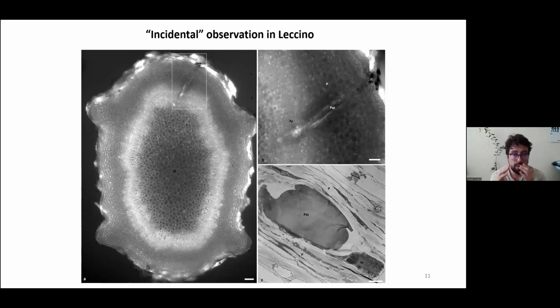Here in the slide, you can see also, in the bottom right corner, a transmission electron microscopy section that we did on the Lecino variety. Inside the rectangle on the picture on the left, you can see the trace of the stylets penetrating within the tissues of Lecino plants. On the bottom right corner, you can see the stylet trace. You can also observe that when the stylet passes, it seems to compress the parenchymal cells, also causing necrosis of the tissue.